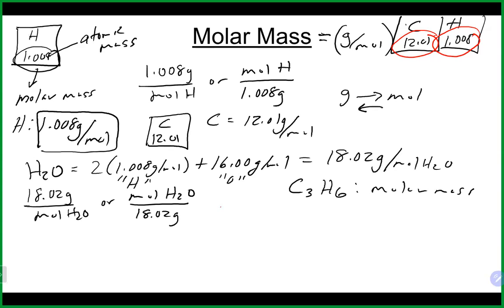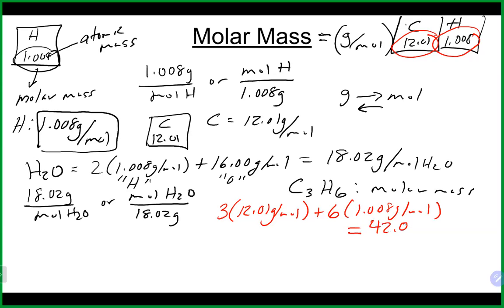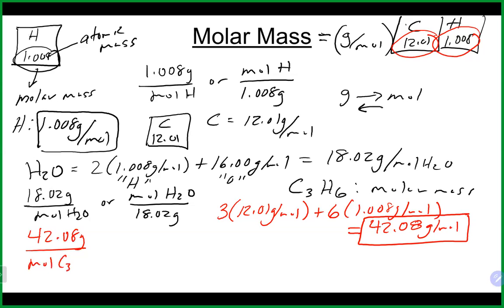So we have 3 carbons. Each carbon is 12.01 from the periodic table. There are 6 hydrogens. Each one is 1.008. And that would get us a molar mass of, I hope, 42.08 grams per mole here. And again, we could use that as a conversion factor of either there's 42.08 grams per mole of this, or in 1 mole, there is 42.08 grams. Any questions on that there?